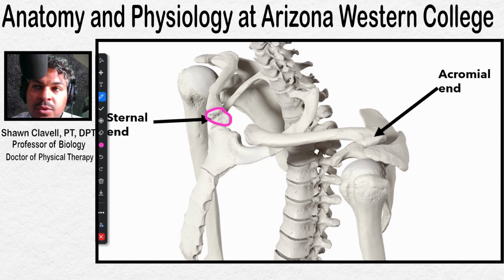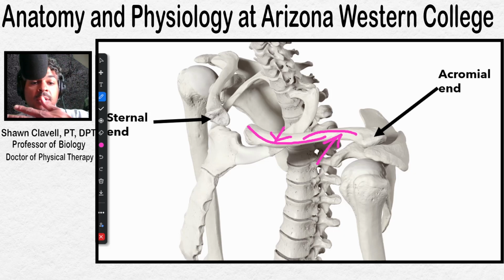As we move from medial to lateral, you'll see that there's a curve here. The curve of the clavicle is in the anterior direction. You can see that it's moving forward as you move towards the midline. And as you move laterally here, you can see that the curve of the collarbone, or the clavicle, moves posterior. You can even identify that on yourself.